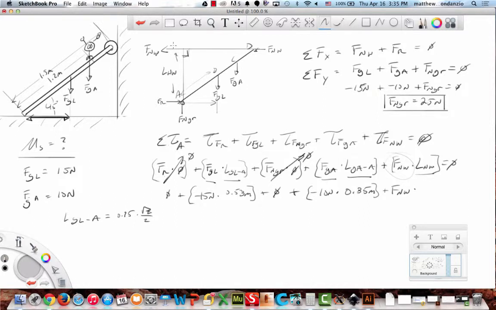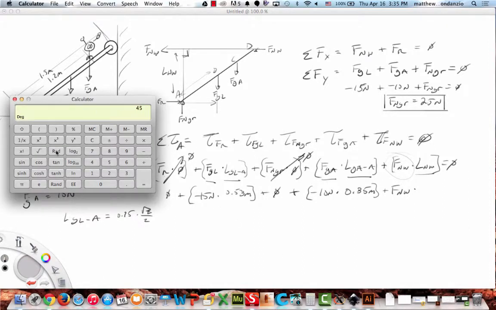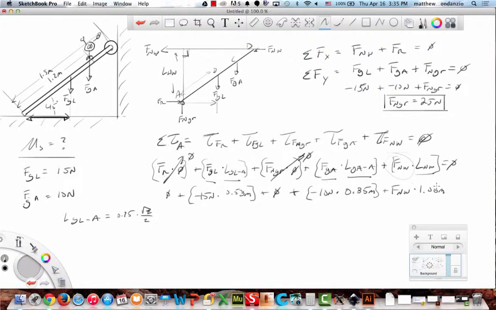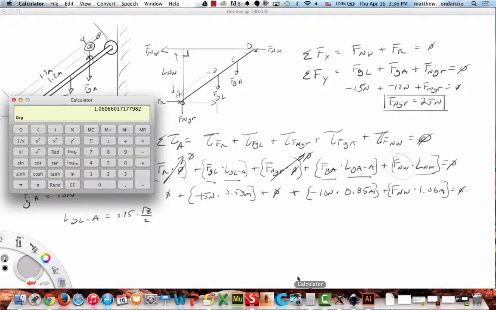You guys see that? Okay, perpendicular, right. So that's going to be 1.5 cosine 45. So 45 cosine times 1.5 is 1.06 meters. You guys see this? That's as far as I go. Now, all you got to do is solve for FNW, don't you? Right? So 15 times 0.53.